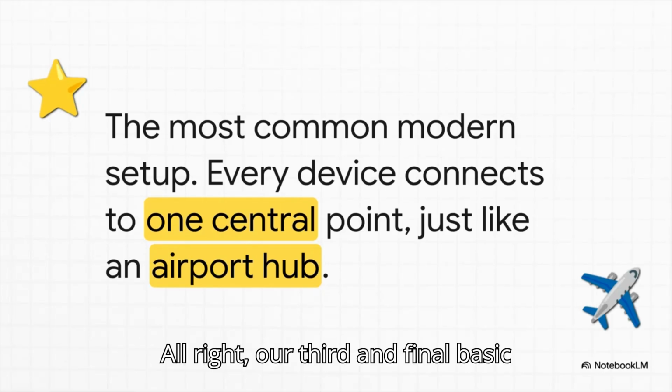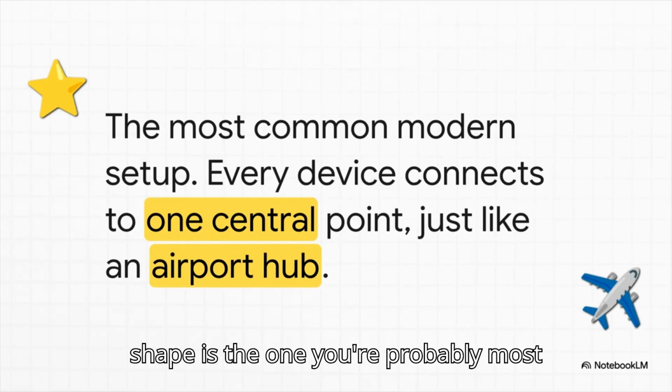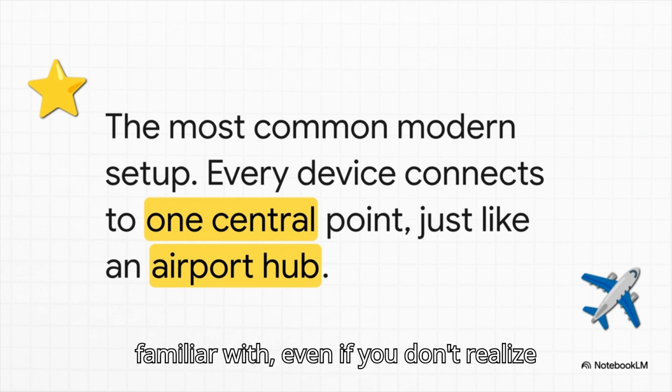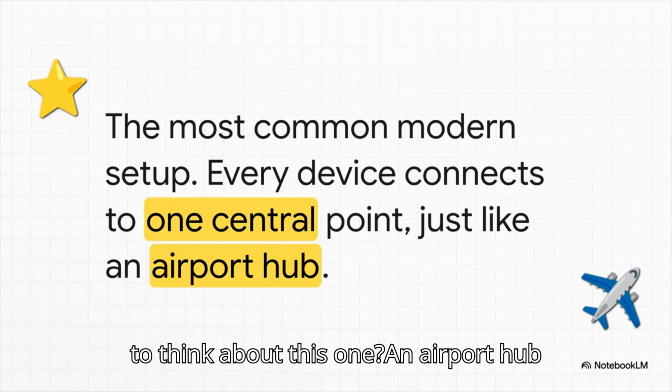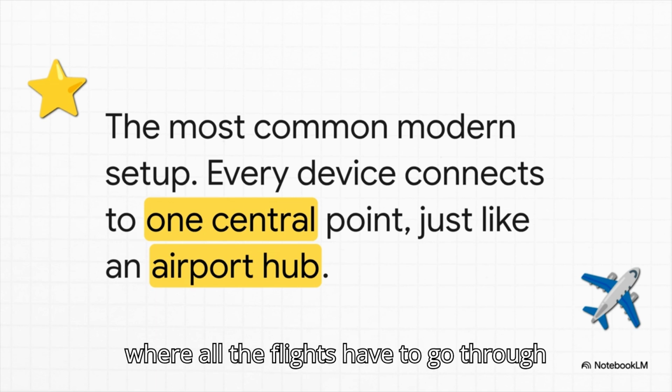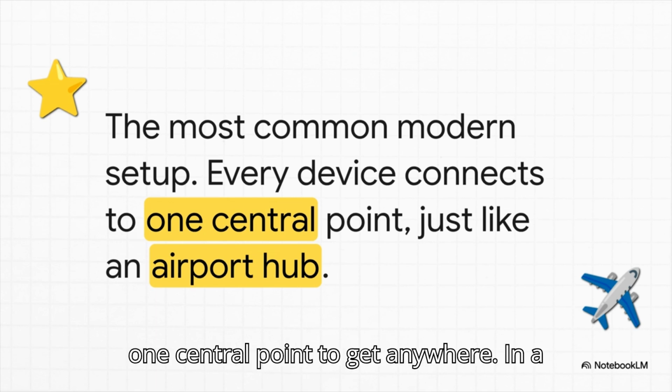Ouch. All right, our third and final basic shape is the one you're probably most familiar with, even if you don't realize it, the star topology. And the best way to think about this one? An airport hub, where all the flights have to go through one central point to get anywhere.